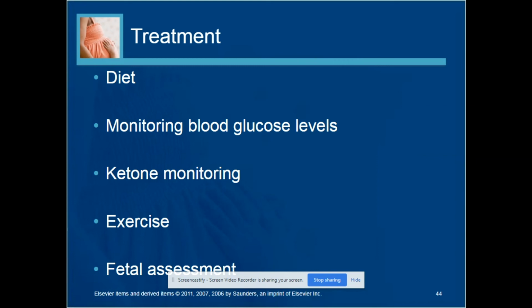Treatment for gestational diabetes is diet. They will increase protein intake, decreasing carbohydrate intake. They'll monitor blood glucose levels at least 3 times a day, depending on the physician. They will monitor the ketones of the urine. They will encourage exercise in the patient. They will do fetal assessments really often to make sure that the baby's moving the way it's supposed to.